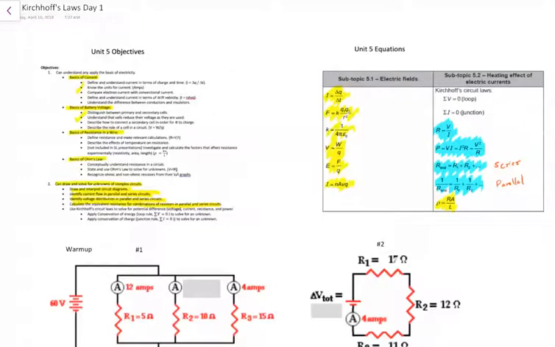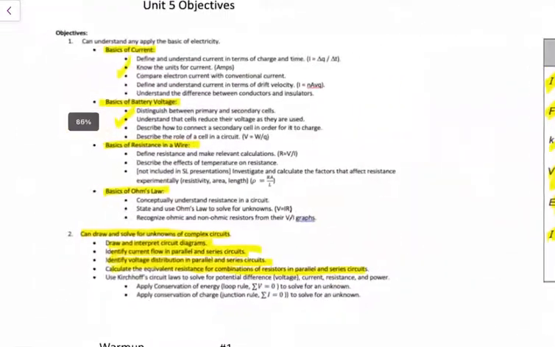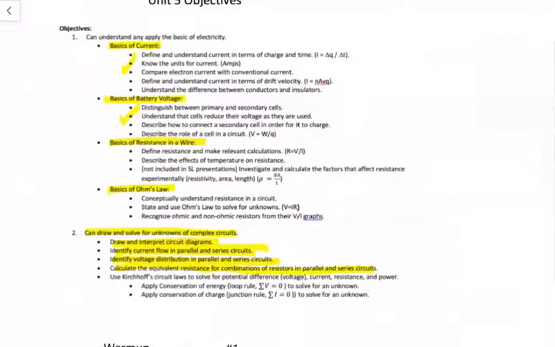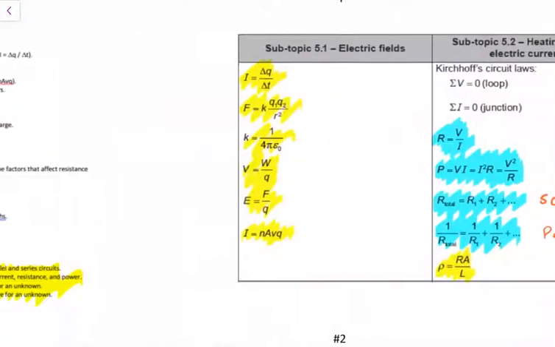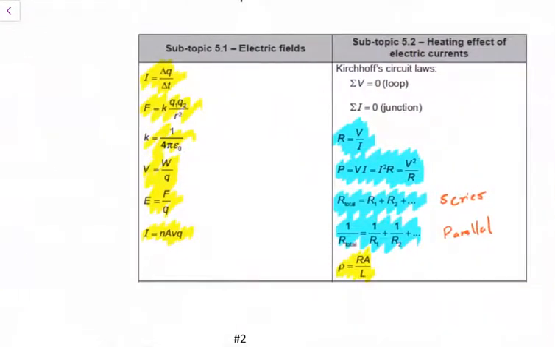All right, class, this is our first day on Kirchhoff's laws. This is in our Unit 5 objectives, Objective 2. We see it down at the end for using Kirchhoff's circuit laws to solve for potential difference, current, resistance, and power. We're going to need to really take what we've learned previously using Ohm's law, V equals IR, R equals V over I, and our power P equals IV, and apply that to our Kirchhoff circuit laws, which we see up at the top right here. So that's what we're covering today.